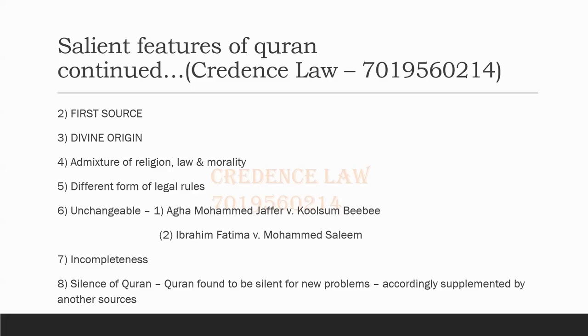And then we have incompleteness. The Quran is not a complete code of Muslim personal law. It generally contains verses relating to the philosophy of life and religion. As we already discussed, it only consists of 200 verses, out of which 80 are related to law, and the rest is about marriage, divorce, and all that. And the Quran is silent on certain matters. That's the reason why the Quran was supplemented by another source called Sunnah and Ahadith.